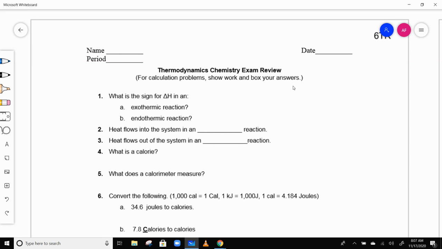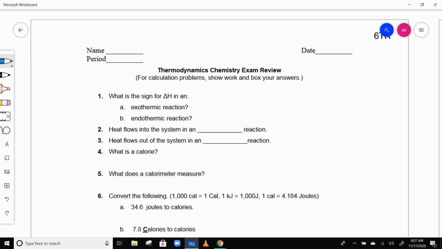Okay, so let's go over this exam review right here. First thing, what is the sign of delta H in an exothermic reaction? Well, exothermic, it's releasing or losing energy. It's always negative.